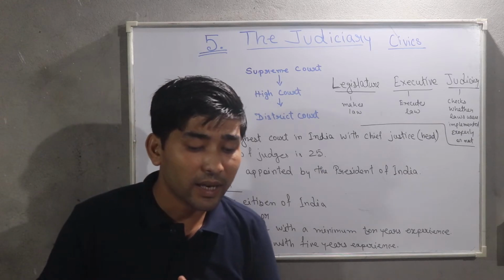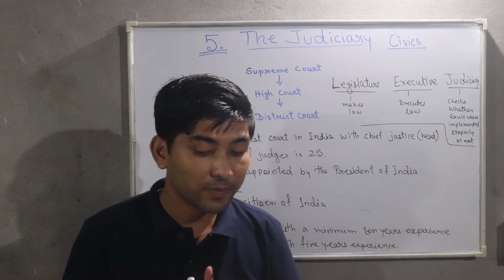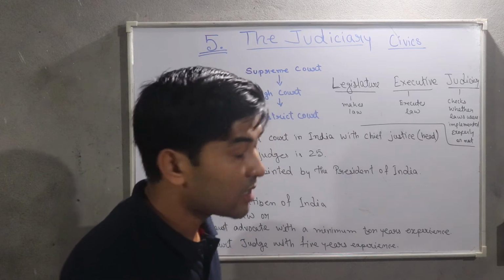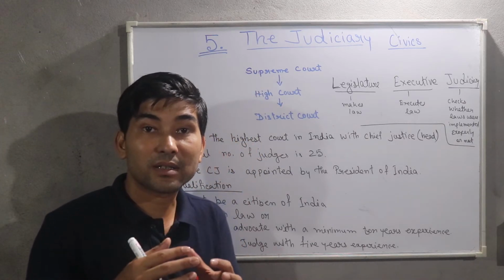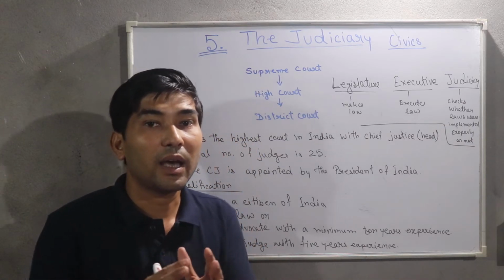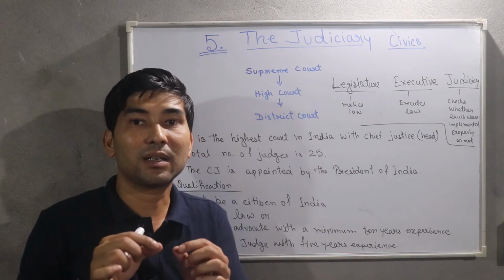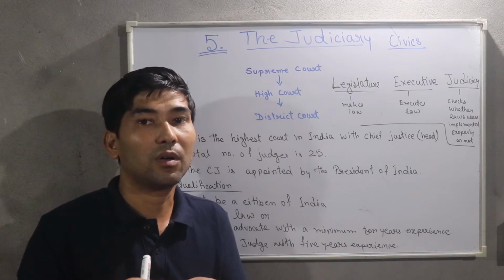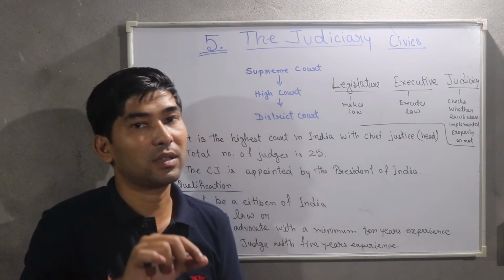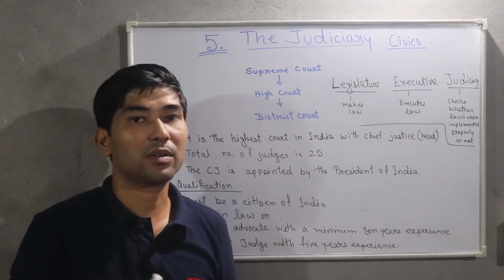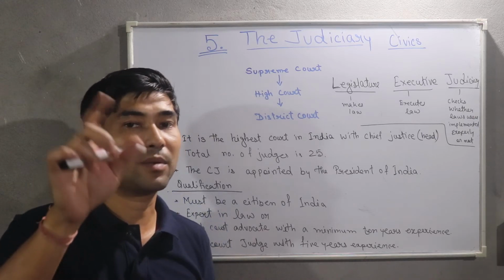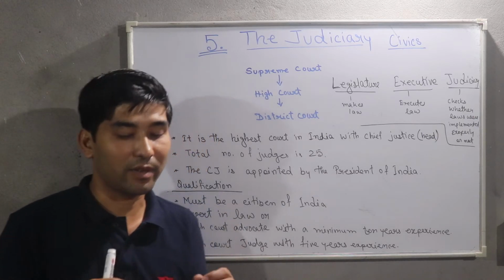Advisory jurisdiction is where the Supreme Court advises the President and the Council of Ministers regarding particular issues, and this is not binding. The President can listen to the advice and follow it, or he can not. Because it is not binding that the President must listen to the Supreme Court's advice.